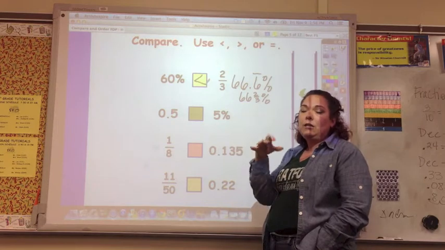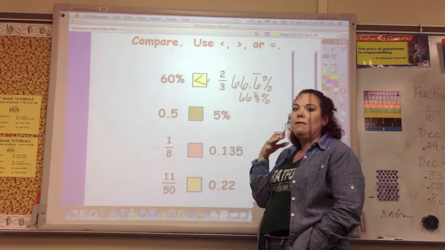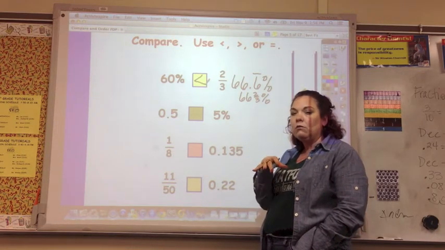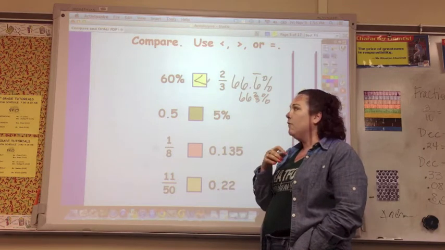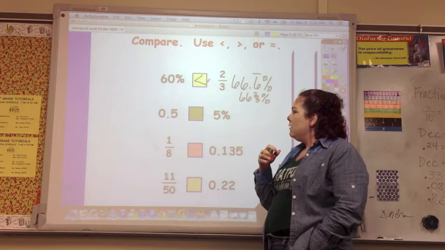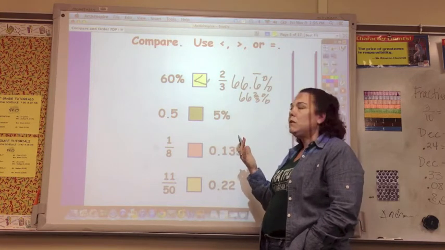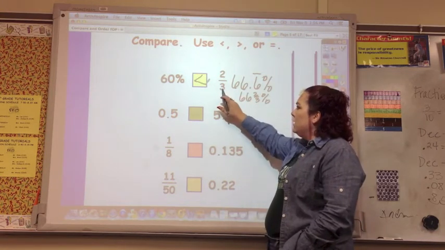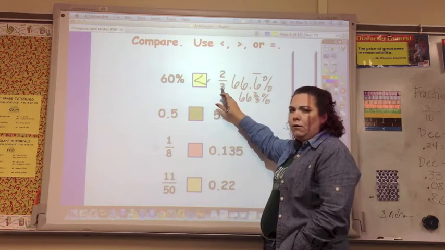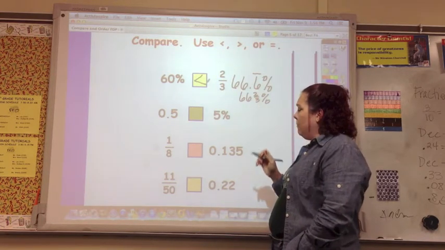If I didn't know that, I could think back to the model, where I shaded 2 and left one blank, and shaded 2 and left one blank, and when I was all done, there were 66 and then 2/3 of a block left over. There are other ways to do it, but it gets into being able to divide by decimals. So really you just need to remember this and go from there.